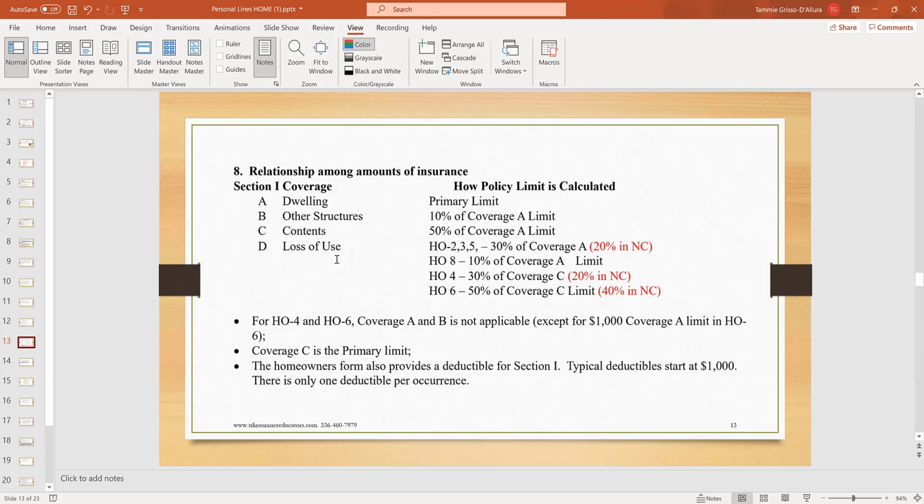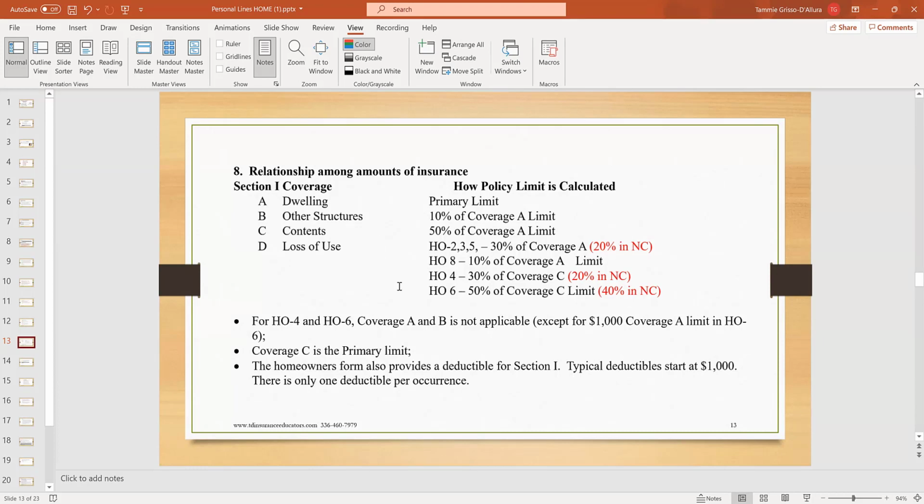Now, for your HO 2, 3, and 5, it's going to be 30% of coverage A. Now, North Carolina is 20%. Your HO8 is going to be 10% of coverage A. Your HO4, which is your renter's policy, and I'll go through these in a lot more detail in just a moment, is 30% of coverage C, or 20% if you live in North Carolina. So again, this is a renter's policy. They're not going to have a coverage A dwelling and a coverage B other structures because they are renting. You know, they live in an apartment, for example.